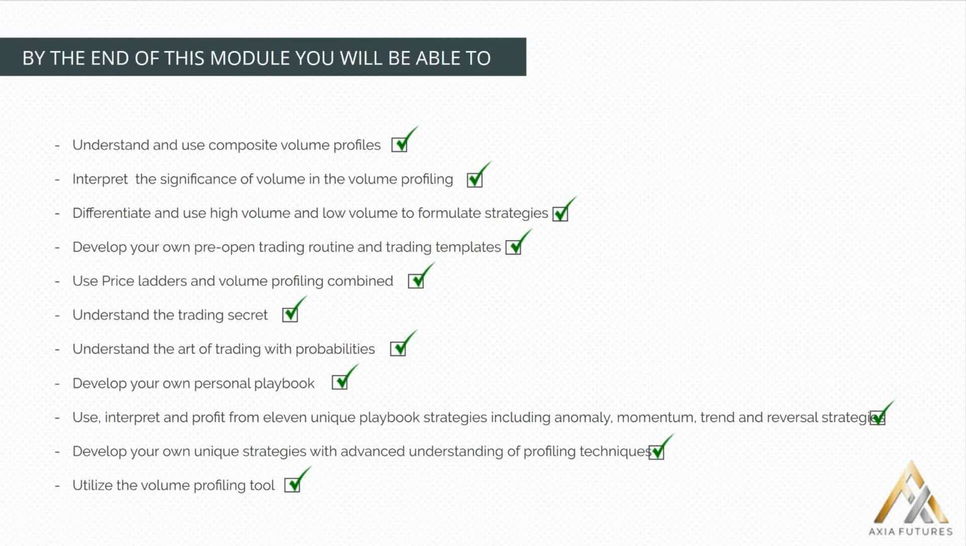So what will you be able to achieve once you finish Module 3? Firstly, you should understand and be able to use composite volume profiles. You should be able to interpret the significance of volume in the volume profile. You should then be able to differentiate and use high volume and low volume to formulate various strategies. You should be able to develop your own pre-open trading routine and trading templates.